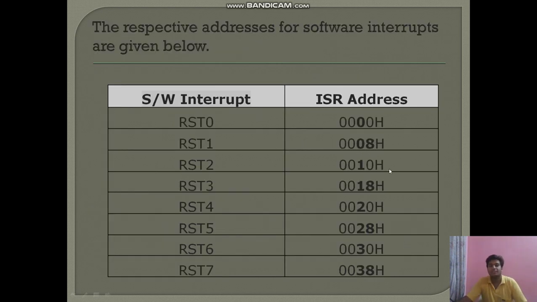So these are the respective addresses for the software interrupts. RST 0 goes to 0000H. Similarly, RST 1, 1 into 8, is 0008H. 2 into 8 is 16, and in hexadecimal, 16 is represented as 0010H. So these are the ISR addresses where we have written the code for what to do when this kind of interrupt occurs. Similarly, RST 7, 7 into 8, is 56, and 56 in hexadecimal is represented as 0038H.